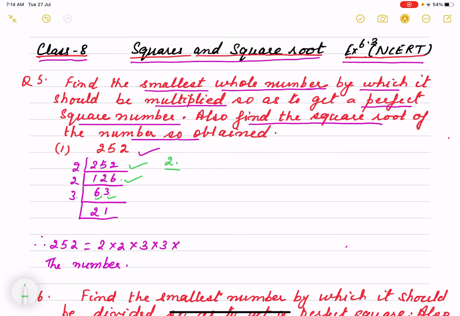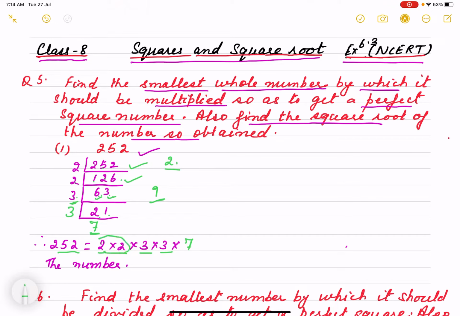So 3: when you add 6 plus 3 is 9, which is divisible by 3. So we take 3. 3 2s are 6, 3 1s are 3. Again it is divisible by 3. We have 3 and 3 7s are 21. So what we have got: 252 is 2 into 2 into 3 into 3 into 7.